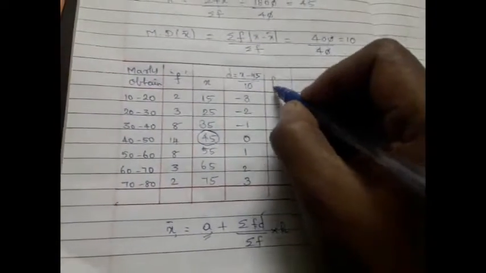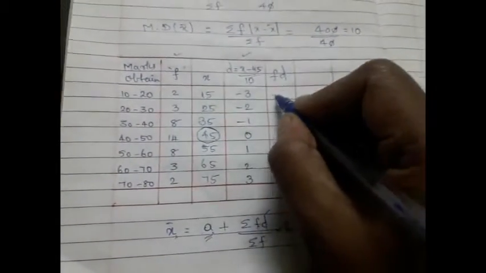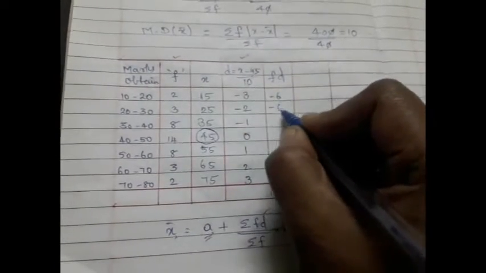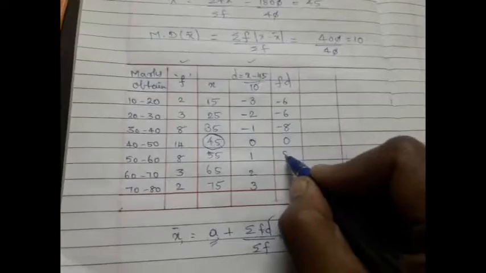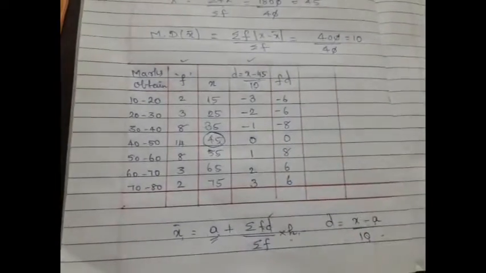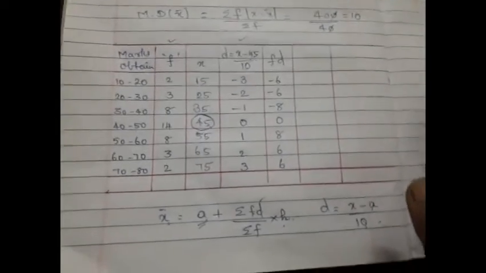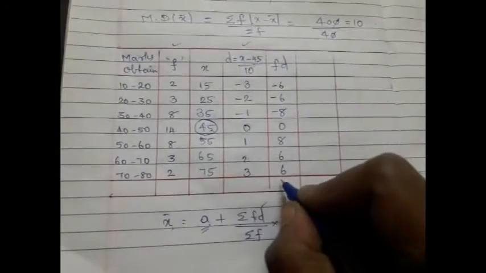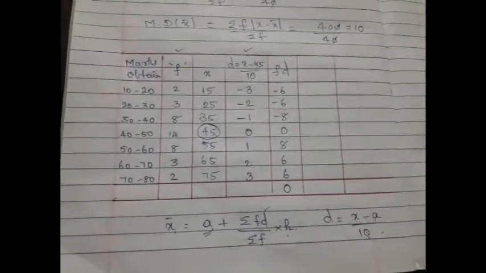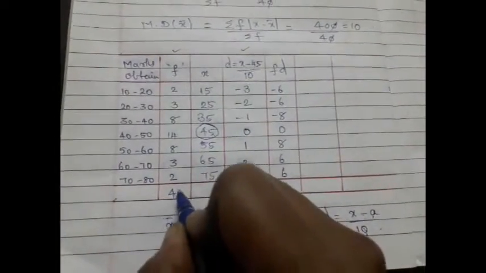Right? Next, in order to apply this formula, first we have found what is our D, then we have to find FD. So we have to multiply the frequencies with this D. So what will you get? 2 3s are 6. So minus 6. This is again minus 6. Minus 8. 0. 8. 3 2s are 6. Mostly we will get FD as 0 or else a simple number to make your calculations easier. Now see FD: minus 6, minus 6, minus 8, plus 6, plus 6, plus 8. So summation FD is going to be 0. Summation F, if we add, we are getting 40.